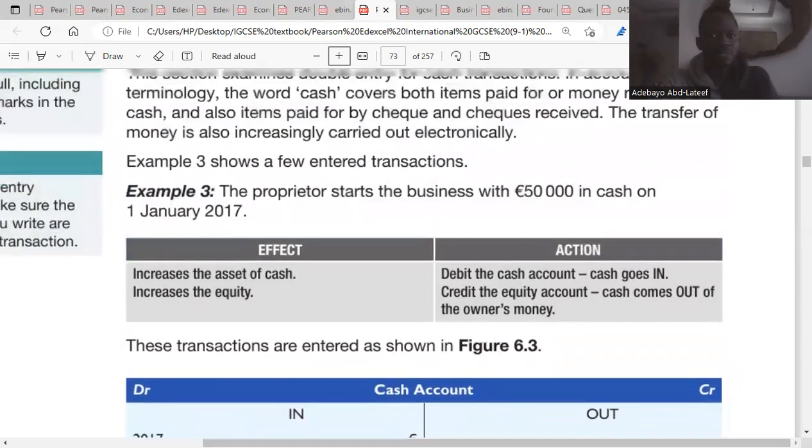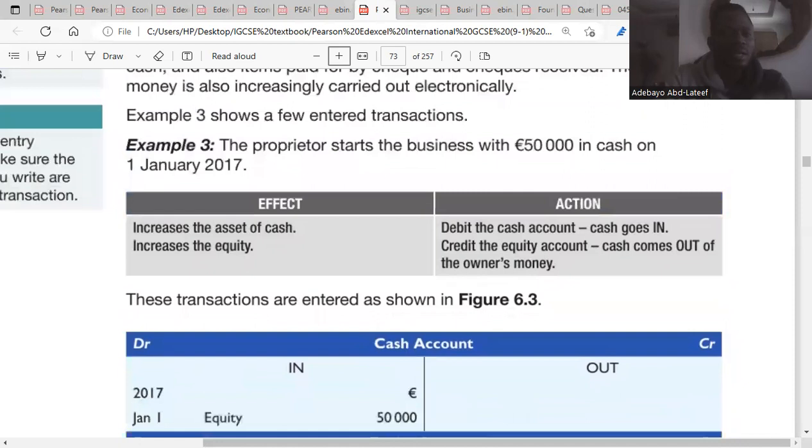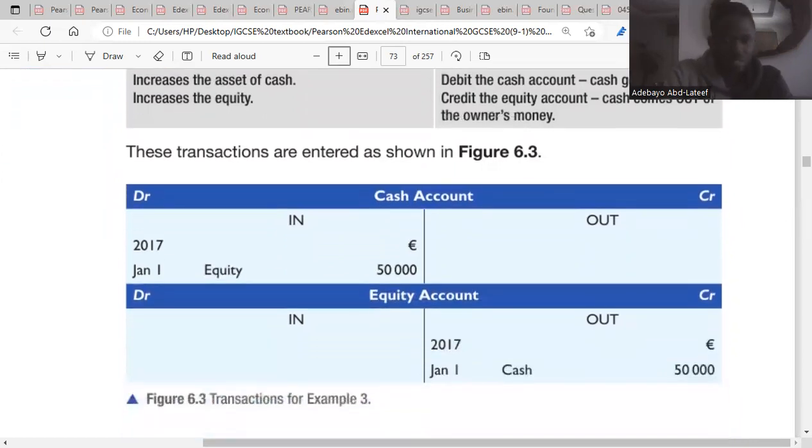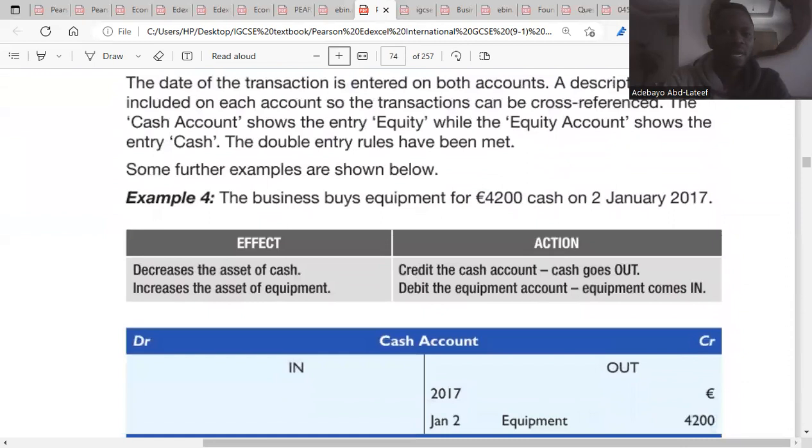The owner of the business, the proprietor, gave the business 50,000 in cash on January 1. So the effect of the transaction is that our asset of cash has increased by 50,000, and we have increased our equity also by 50,000. So we debit cash account because cash has come into the business, and we credit capital account because capital gave the money. You debit cash, you credit equity account or capital account. That is done.